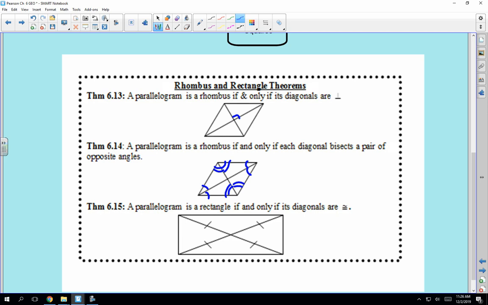And then a parallelogram is a rectangle if and only if its diagonals are congruent. So if this diagonal is the same length as this one, then it has to be a rectangle.